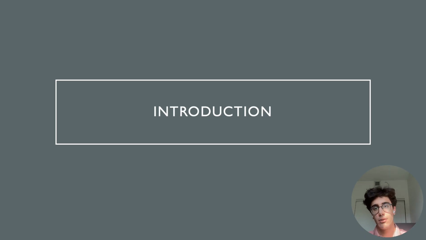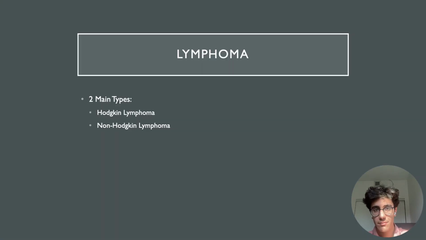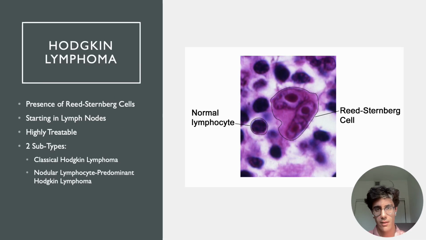So I'll start with some background on what Hodgkin lymphoma actually is. Lymphoma is the cancer of the lymphatic system and it splits into two big families, Hodgkin lymphoma and non-Hodgkin lymphoma. Hodgkin lymphoma is the much rarer of the two, encompassing only about 10% of all lymphomas.